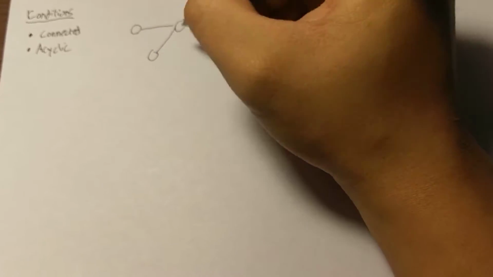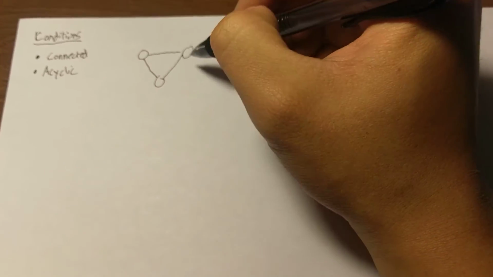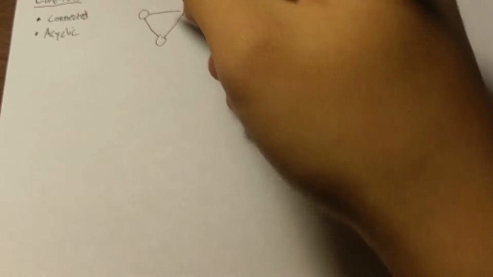And for it to be acyclic, there can only be one path to each one. So currently it is acyclic, but if we draw this, we can now go multiple different ways and loop around to get there as well. So it is cyclic in this case. So this would not be a minimum spanning tree.